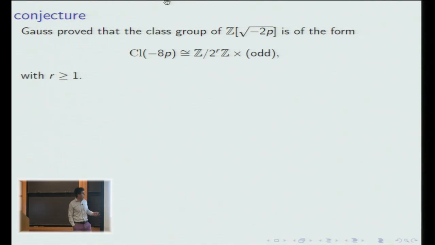So let P be an odd prime and consider the quadratic ring Z adjoin square root of minus 2P. So Gauss showed that the 2 part of the class group of this number ring is cyclic. So in particular, the 2 part of the class group is completely determined by the highest power of 2 that divides the order of the class group. This is called the class number. So the 2 part, again, is determined by the highest power of 2 that divides the class number.